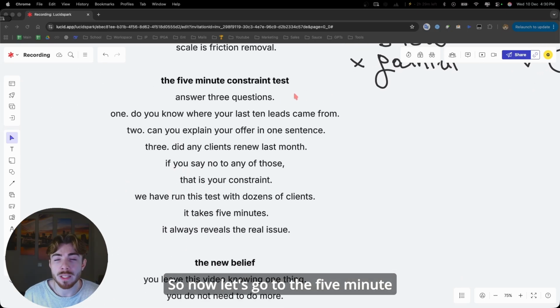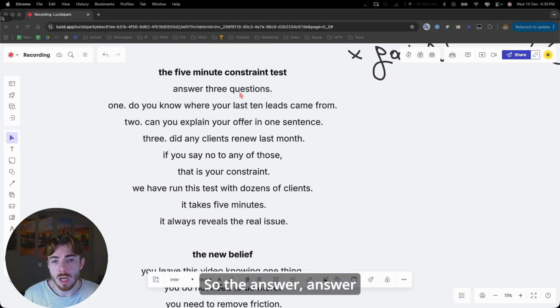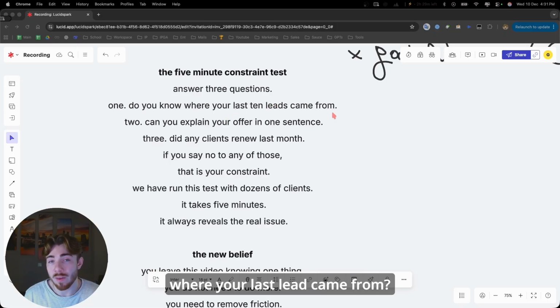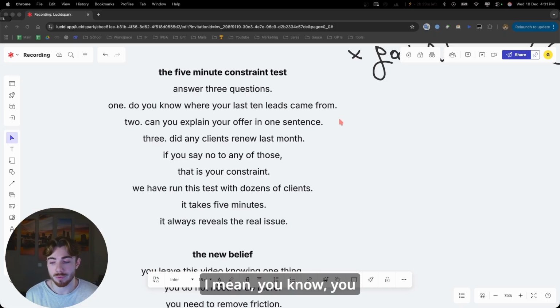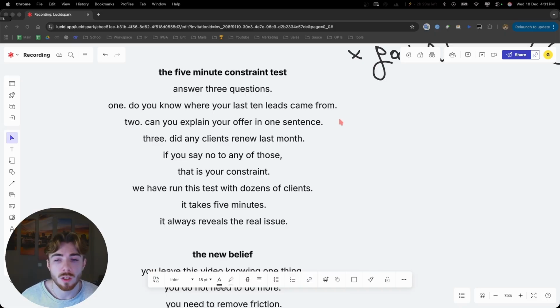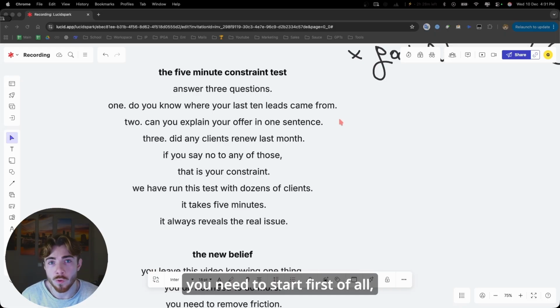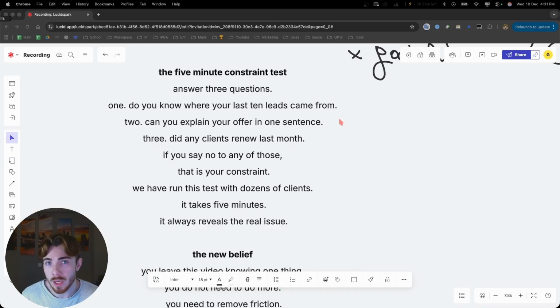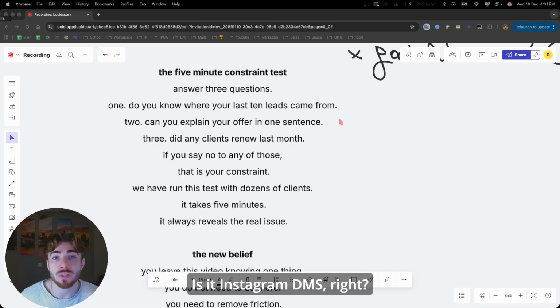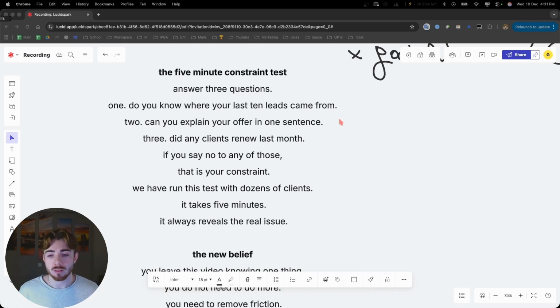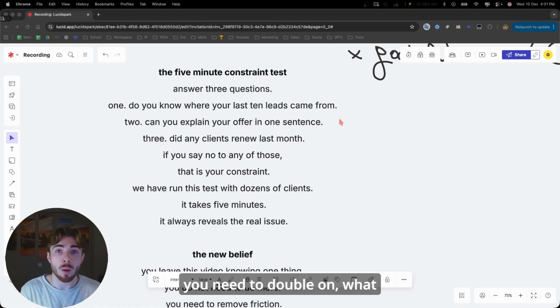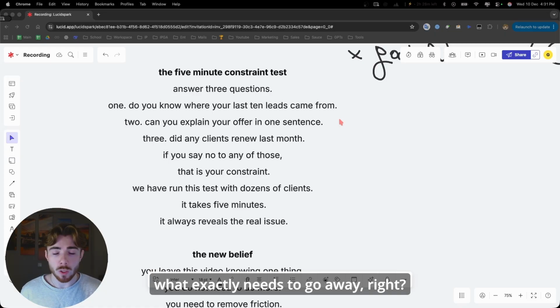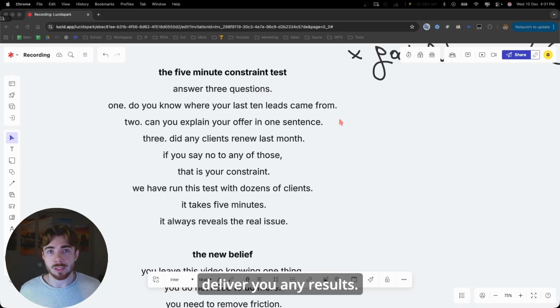So now let's go to the 5-minute constraint test. There are 3 questions. One: do you actually know where your last leads came from? If yes, congratulations, you don't have a traffic problem. If you didn't know, then you need to start tracking where your leads are coming from. Is it paid ads? Is it organic? Is it Instagram DMs? Track everything. It's going to give you so much data. And when you have data, you will be able to understand what exactly you need to double down on, what exactly needs fixing, and what exactly needs to go away, because it doesn't deliver any results.